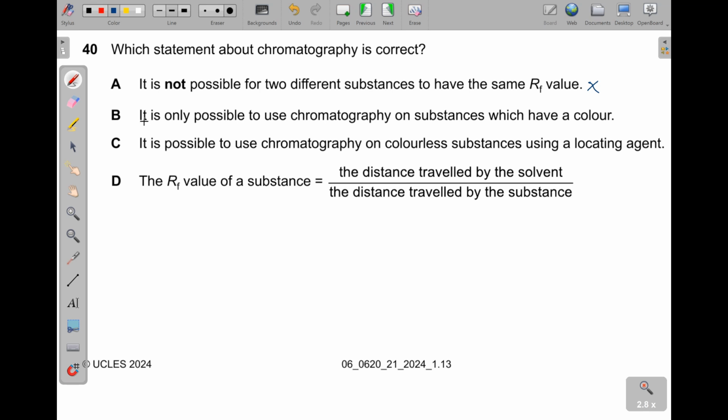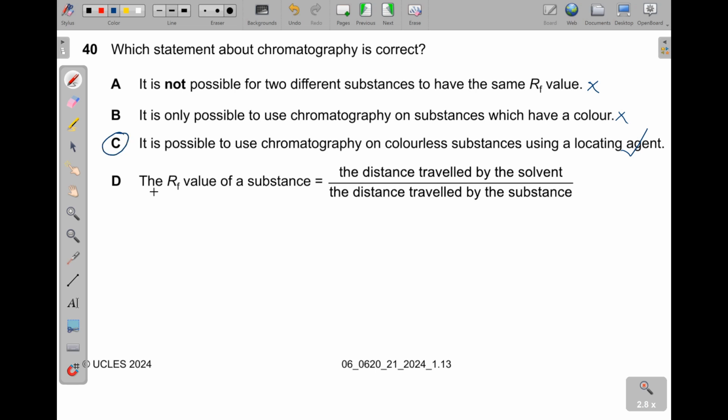Then option B, they are saying it is only possible to use chromatography on substances which have a color. No, amino acids don't have a color, and they are separated using chromatography. Okay, then it is possible to use chromatography on colorless substances using a locating agent. Those are the amino acids I was even talking about. So this one is correct. In fact, this one means that the answer has to be C.